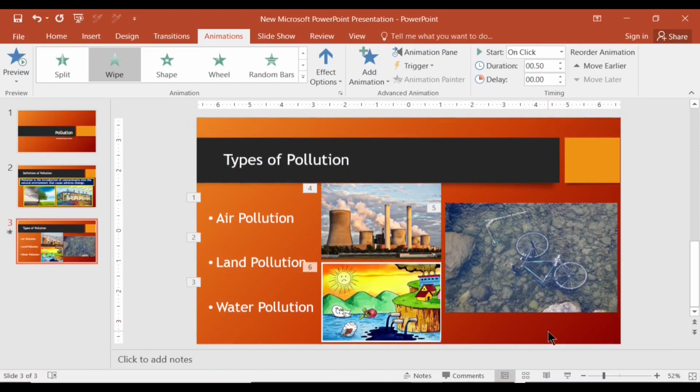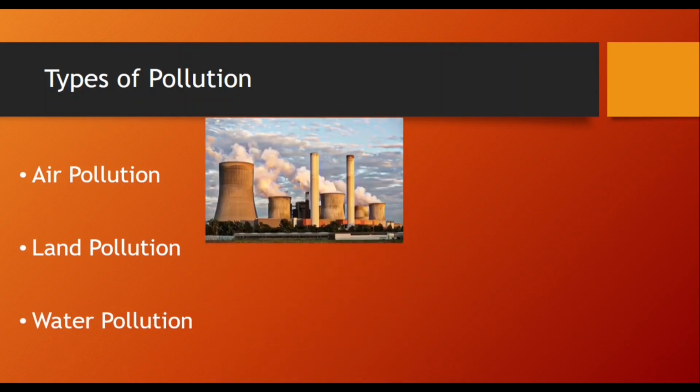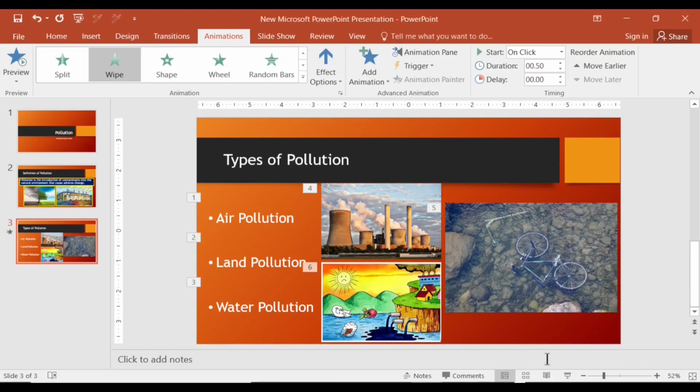So now when we look at the slide view, each object will come on a click. You can use the click or the down up arrows or the space bar. And we go back to the working mode. We've realized one problem, and that is the order of these animations is not correct. When I say air pollution, I want this picture to come up. When I say land pollution, I want this picture to come up. And when I say water pollution, I want this picture to come up. So that is known as reordering your animations.